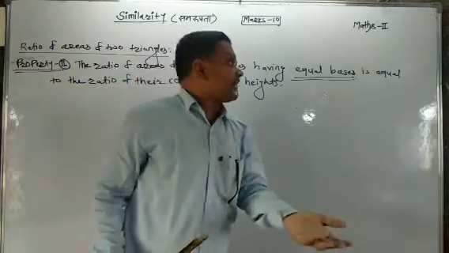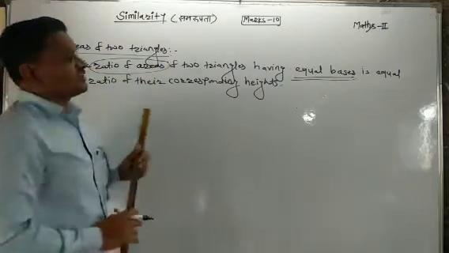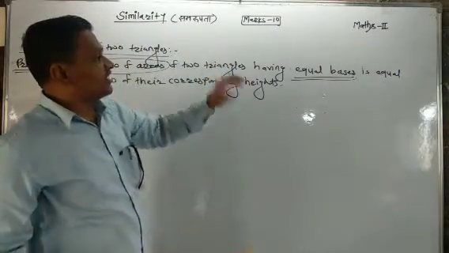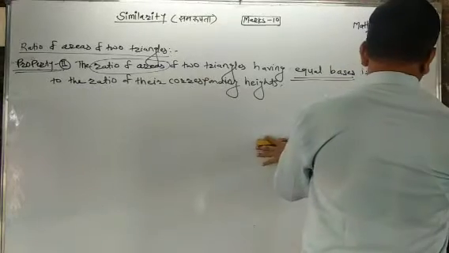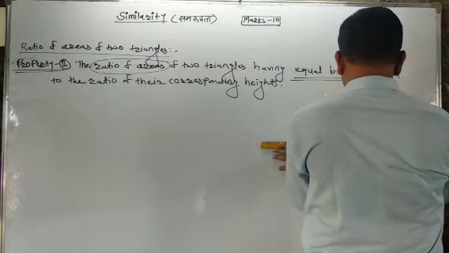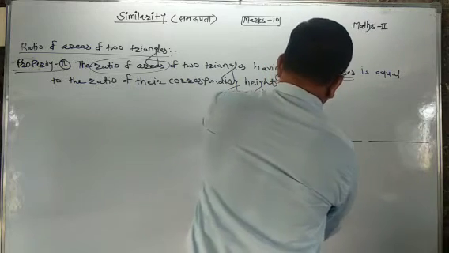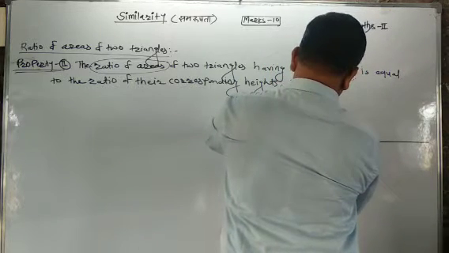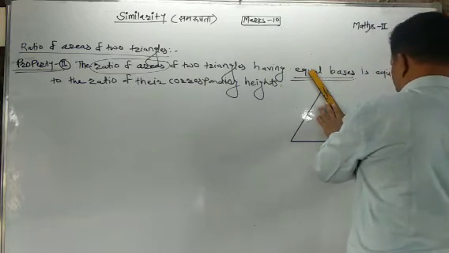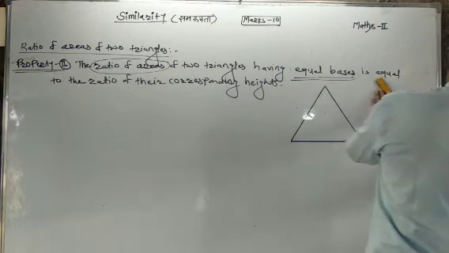And we want to prove that the ratio of areas of two triangles is equal to the ratio of their corresponding heights. Understand? Now I am drawing the figure of two triangles having equal bases. Heights are different and bases are equal, right? Here are the two triangles whose bases are equal but heights are different.